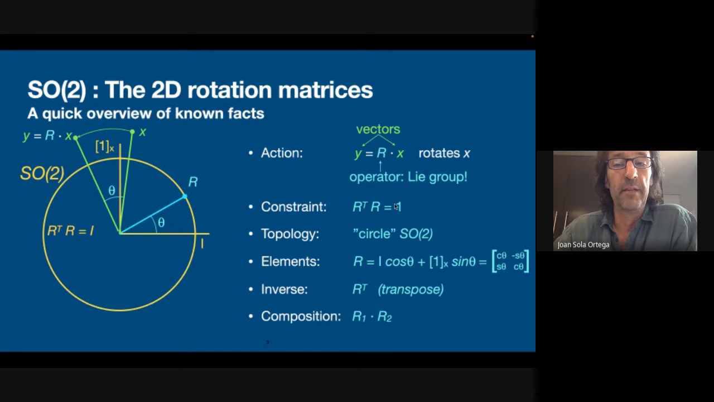This shouldn't be a 1. This should be an identity. The topology is a kind of a circle if you admit that the two axes are two matrices, actually. This defines a circle. Why not? The elements, we discussed this already. The inverse is the transpose, and the composition is the matrix product.